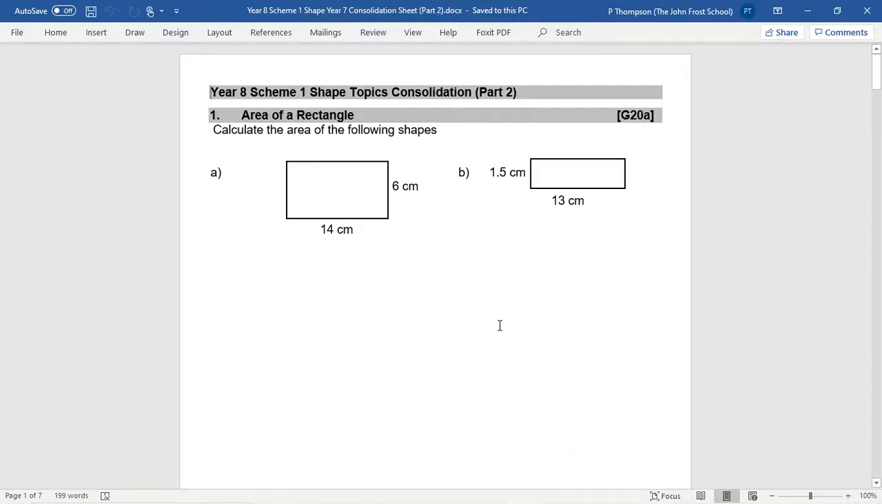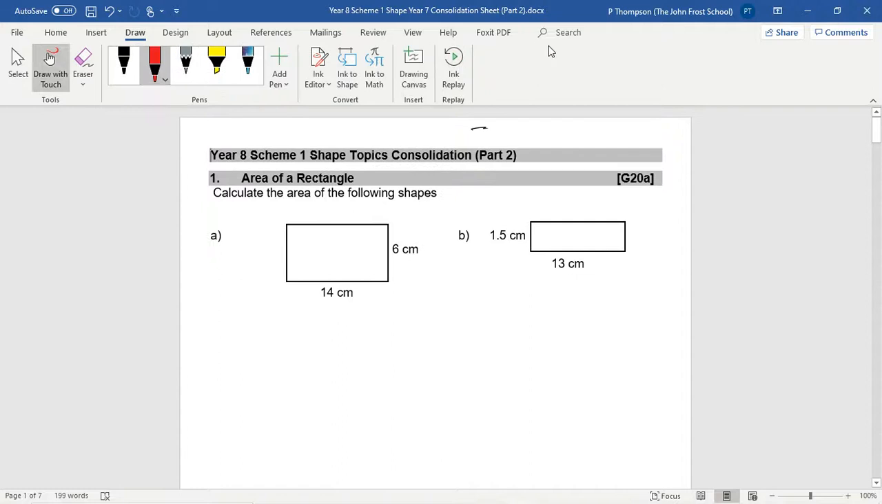Okay, you're right. I'm just going to go with the solutions now to this consolidation sheet. I'll just get the right color pen up a minute. Here we go. That's better.